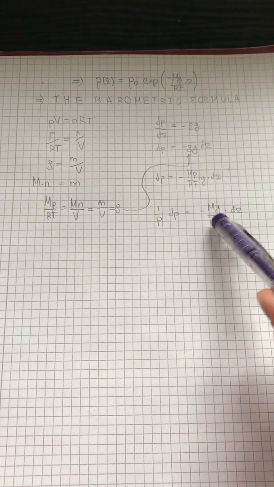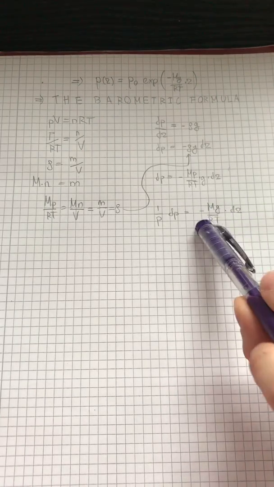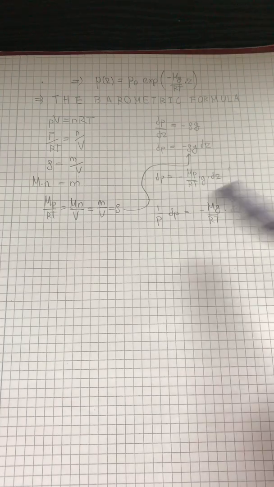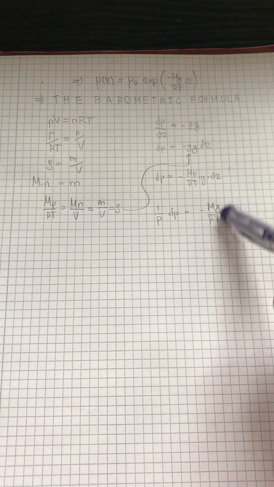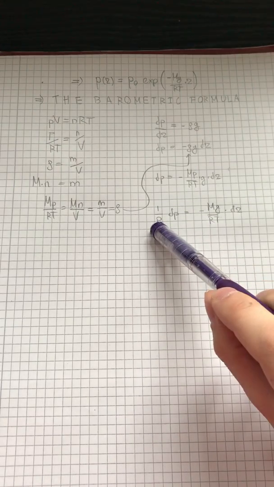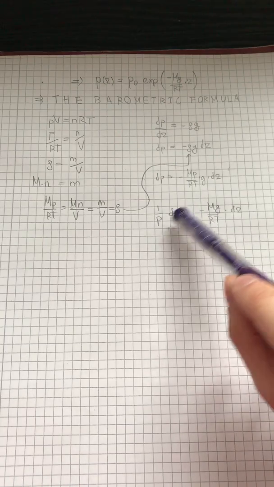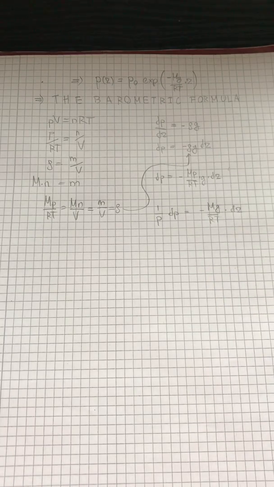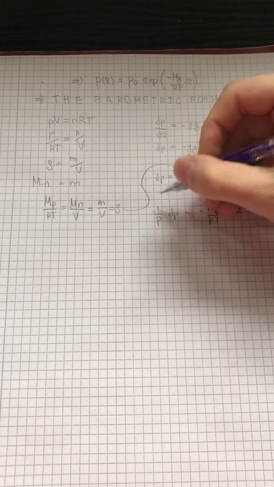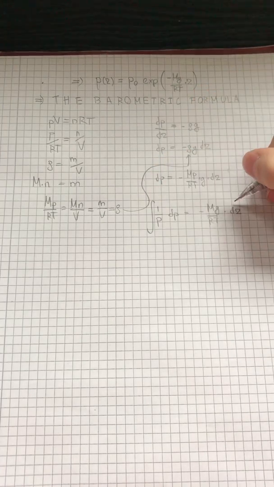Conveniently, notice that I've already taken out Mg over RT. We've taken the constants out, so we can integrate just dz alone, because there's no z-related term other than that. Here we do have 1 over P, and that's going to stay inside the integral because it is a P-related term. So our integration will look something like this.